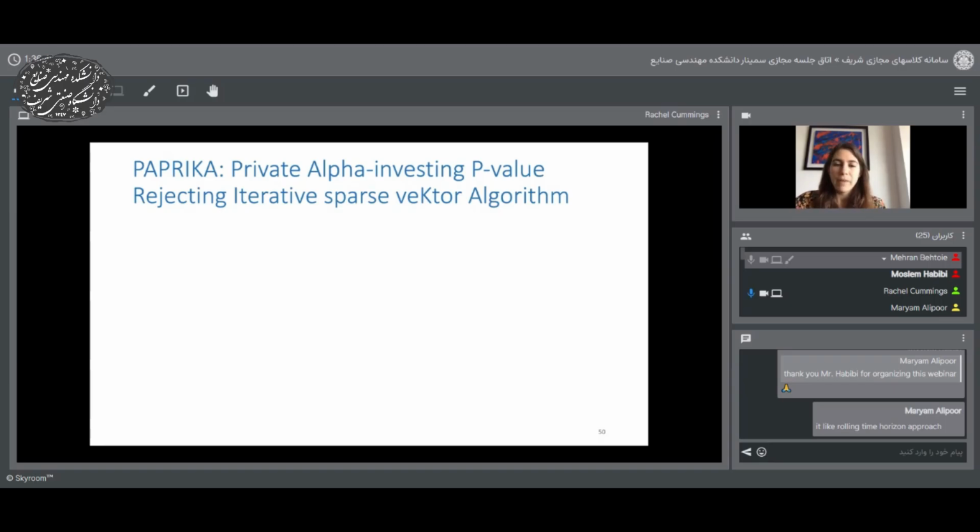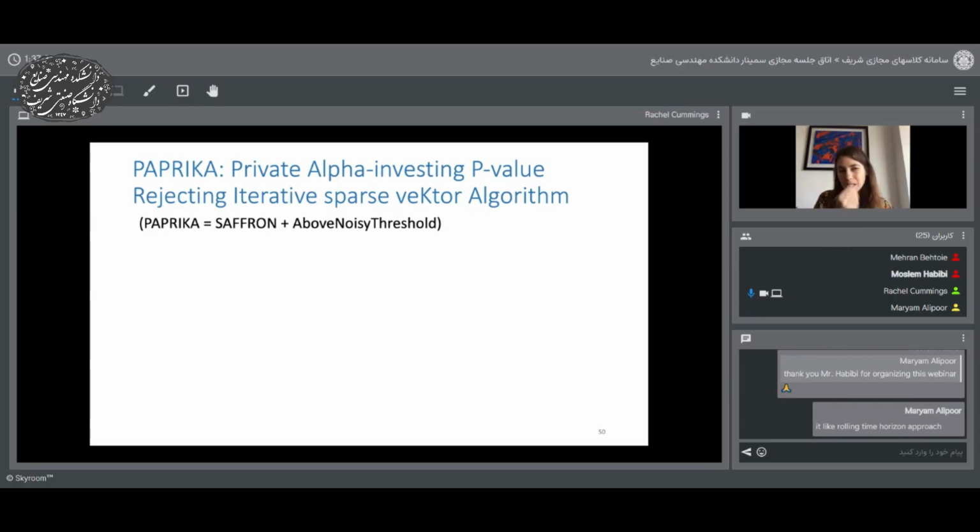We were inspired by the SAFFRON algorithm in name as well as in content, and because saffron is a spice, we also gave our algorithm a spice name, PAPRIKA. And this stands for private alpha investing p-value rejecting iterative sparse vector algorithm. And as you see, we had to get a little bit creative with the acronym because we really wanted to spell paprika, and we couldn't find a K, so we got a little bit creative there.